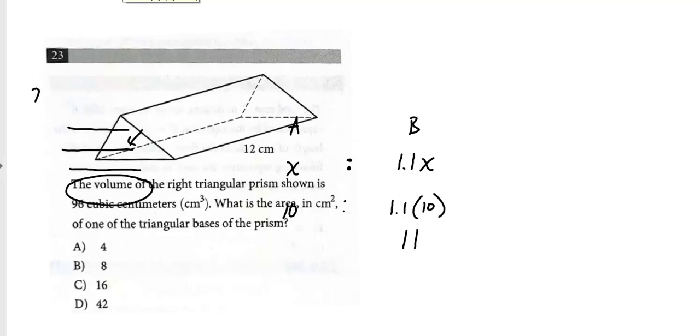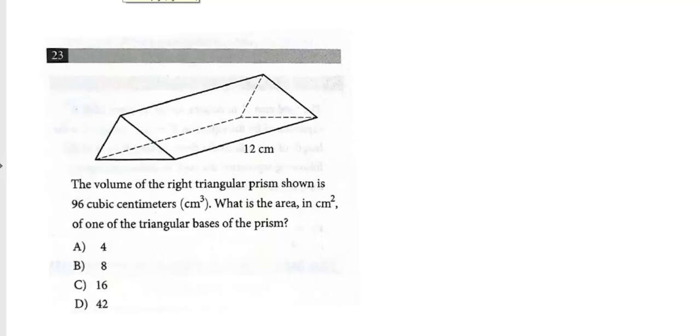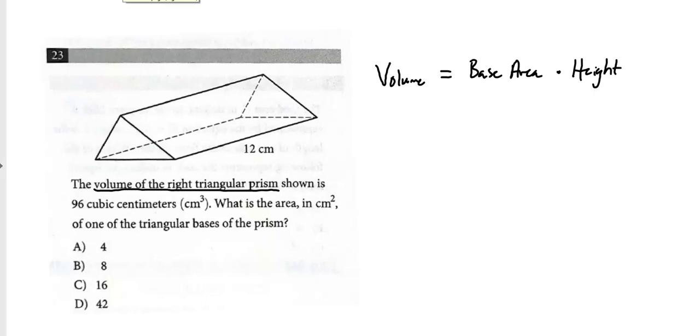Number 23, looks like we have a geometry problem. The volume of a right triangular prism. Well, the volume of any prism is always the base area times the height of the prism. Now for this particular shape, the base area is this triangle right here. So we have this triangle area times the height, which we know. Looks like the height is 12.